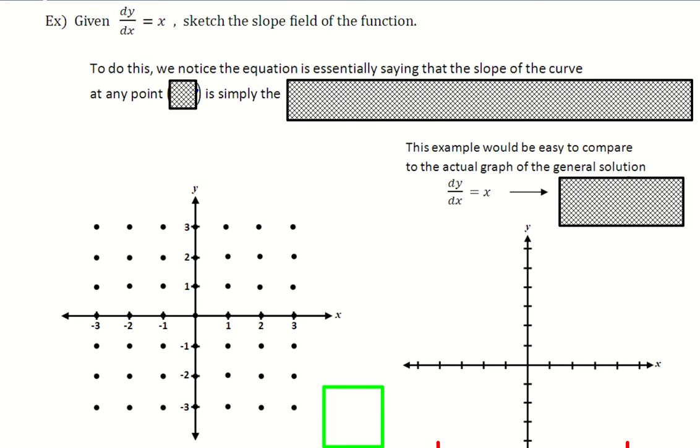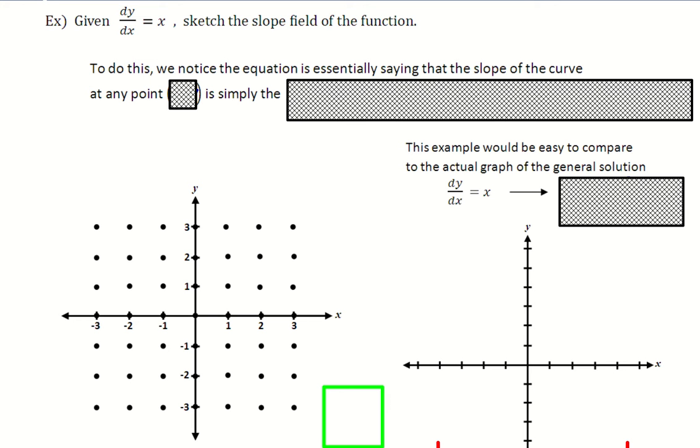And let's just get the examples going here, shall we? Given that dy dx equals x, so the derivative equals x, sketch the slope field of the function. So what would be the slope field of dy dx equals x? It's like we're sketching the original function. You know what I mean?